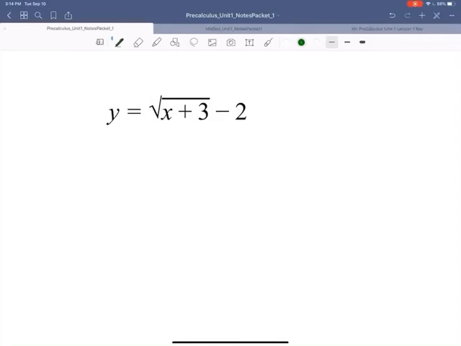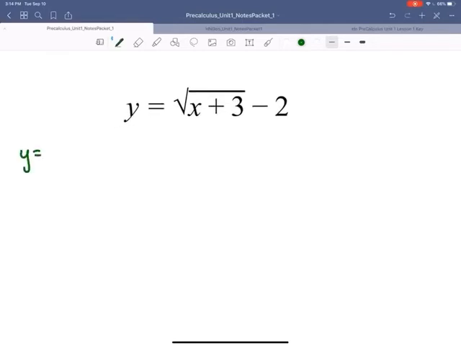Let's find the domain and range of this square root function. So first, let's remember what the graph of y equals the square root of x looks like. We know that we cannot plug negative numbers into the square root function, and we don't get negative numbers out of the square root function. The square root function looks like this.